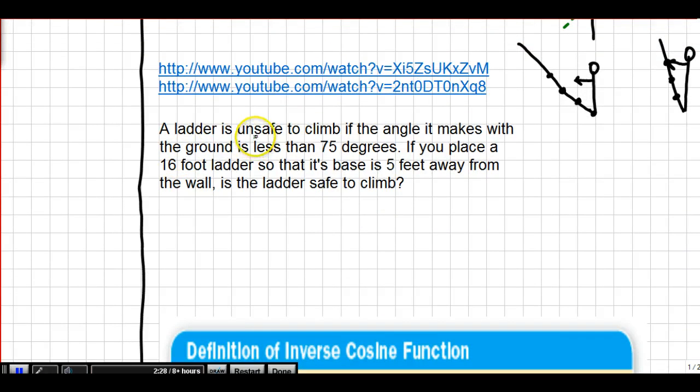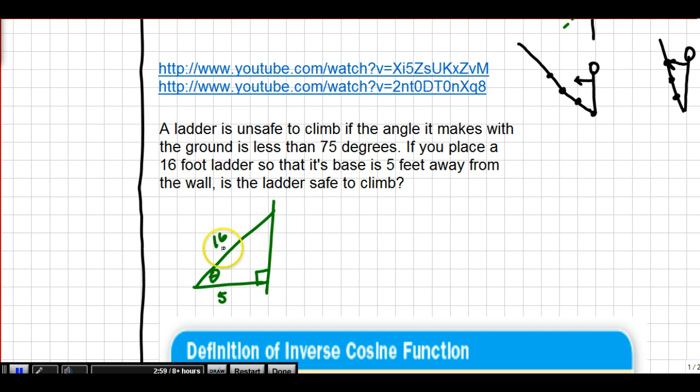A ladder is deemed to be unsafe to climb if the angle it makes with the ground is less than 75 degrees. So we're going to calculate this question and figure out what the angle actually is, and then determine from here if it's safe or not. If you place the 16-foot ladder against a wall so that its base is 5 feet away, is the ladder safe to climb? So we're looking at the angle here that the ladder makes with the ground. Obviously the wall has to be perpendicular to the ground.